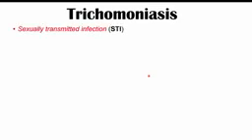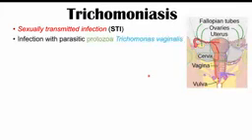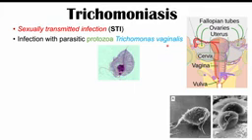So as was just mentioned, trichomoniasis is a sexually transmitted infection, or STI, and it is due to an infection with a parasitic protozoa known as Trichomonas vaginalis. So this is a protozoa. It's going to be a single-celled organism with a nucleus.